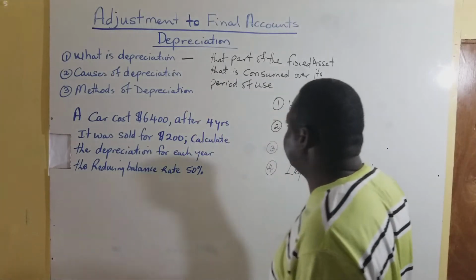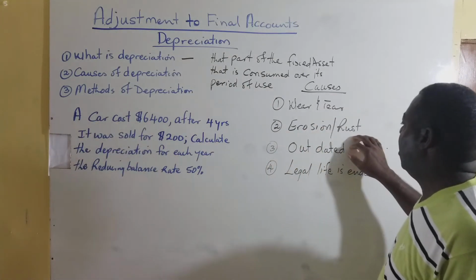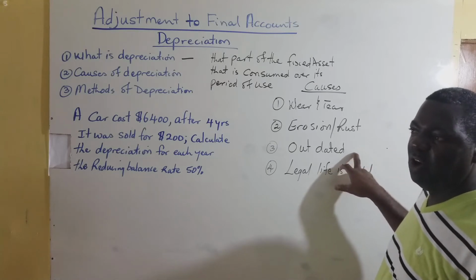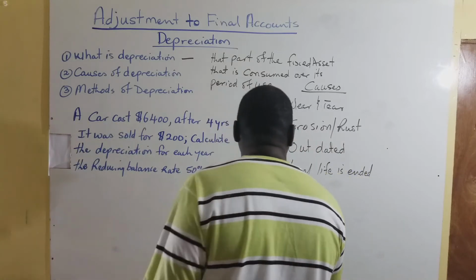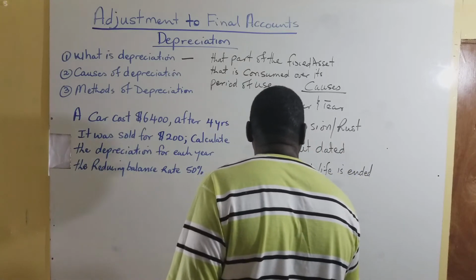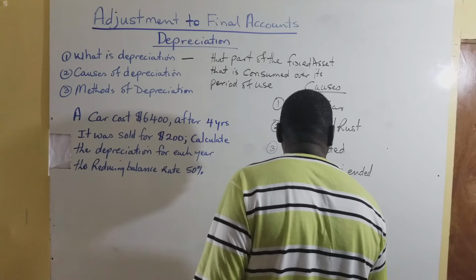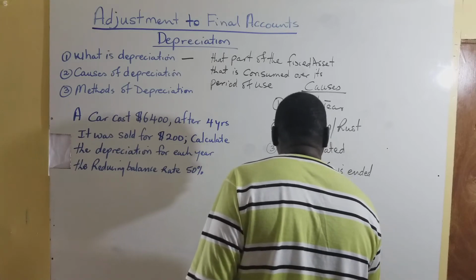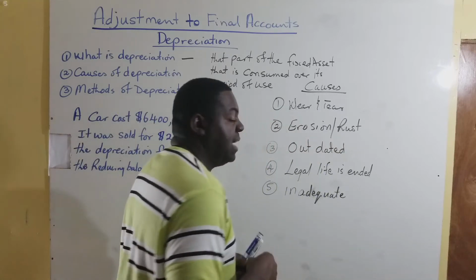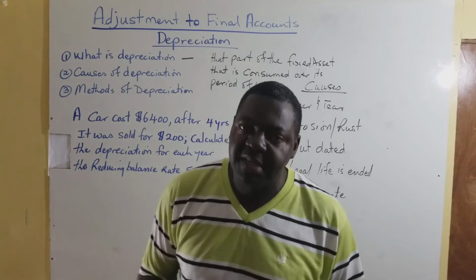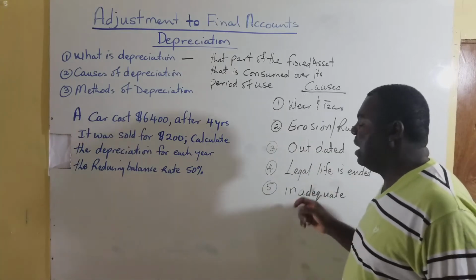All right. So we're saying depreciation occurs from wear and tear, erosion or rust, or being outdated, which we also refer to as obsolete. There is another reason that I'm going to be sharing here: the asset becomes inadequate. So you talk about inadequacy. Now, what do we mean by inadequate?